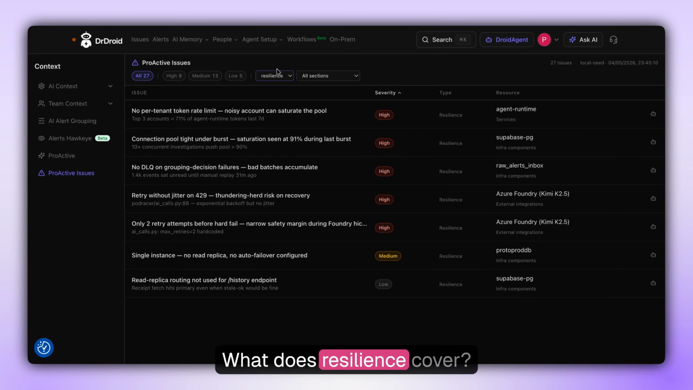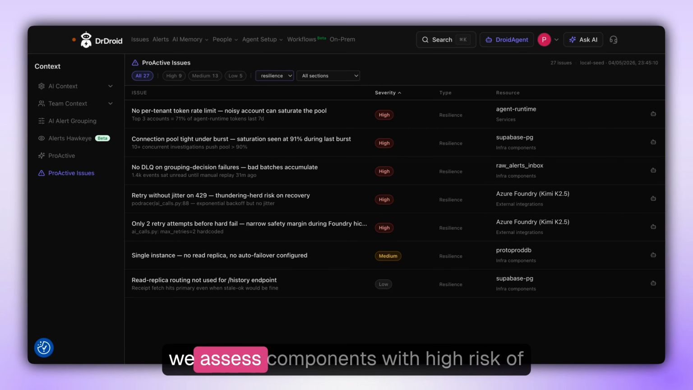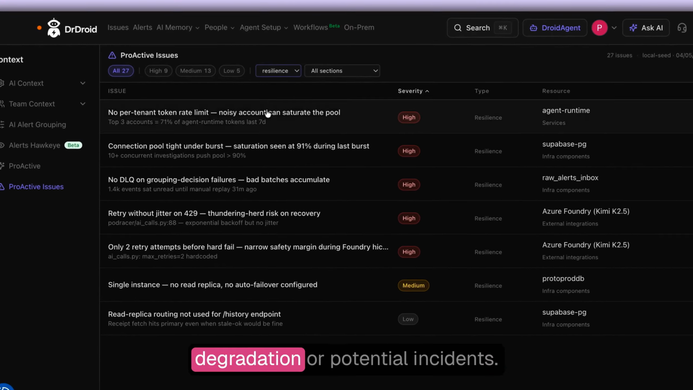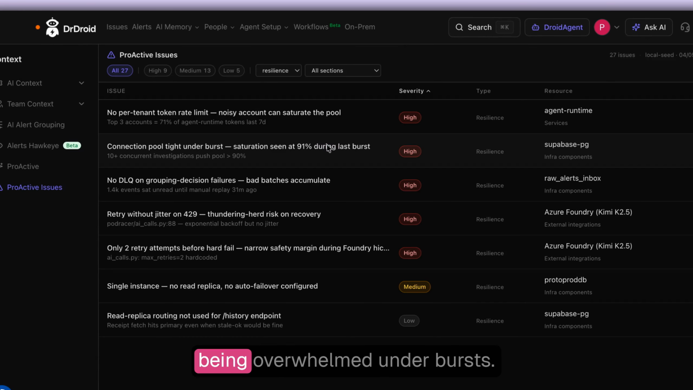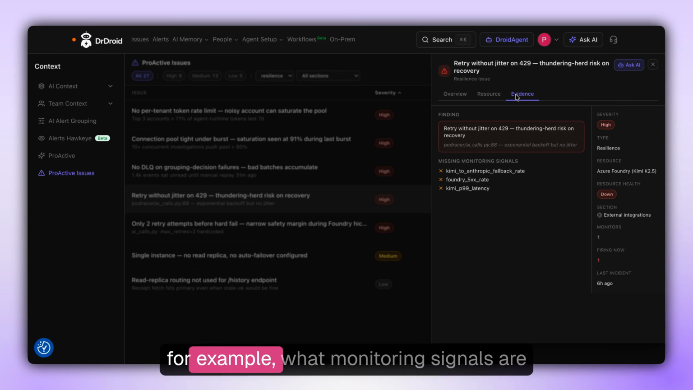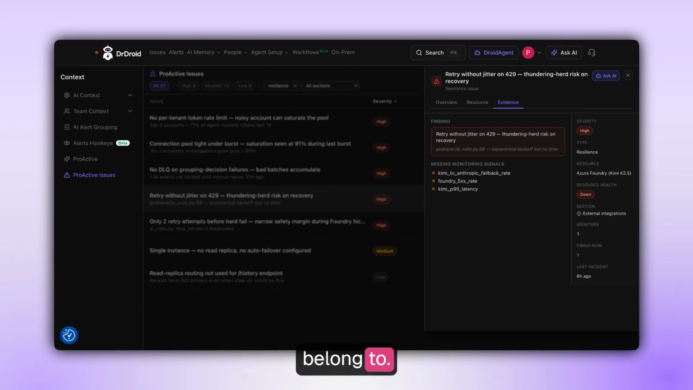What does resilience cover? We assess components with high risk of degradation or potential incidents. We check whether any connection pool is being overwhelmed under bursts. For example, what monitoring signals are missing and what section they belong to.